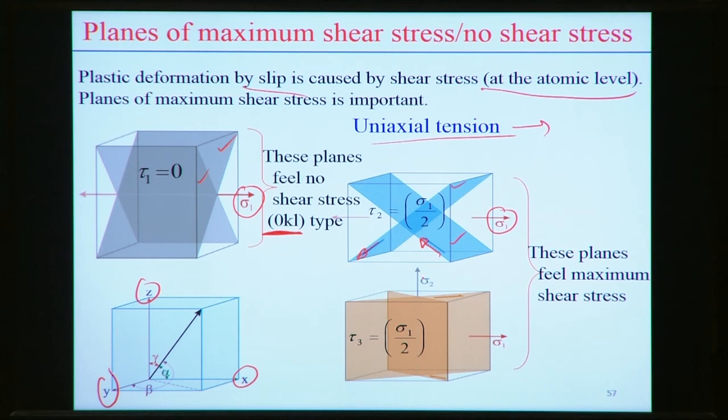Similarly, for another orientation of the plane, there is also sigma 2, but here sigma 2 equal to 0. If it is subjected to sigma 1, only uniaxial stress, then here also tau 3, that means here also the maximum shear stress can be produced, sigma 1 by 2, on different planes, this and that plane, which are also highlighted. And here is the plane where it is subject to the maximum shear stress. All these planes can also be defined in terms of Miller indices.